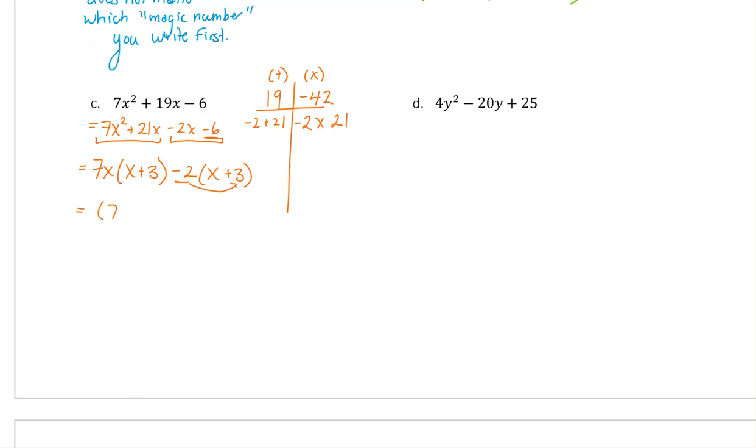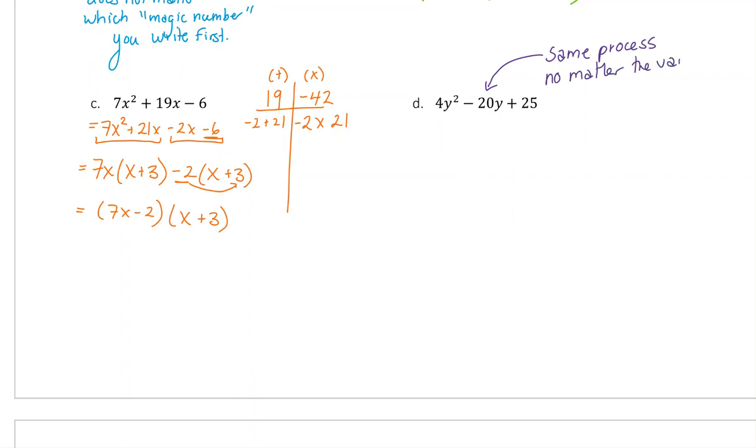And we rewrite our factors. What was left over? 7x minus 2. What's common is x plus 3. And we factor another one. Now if we look at the next problem, some might notice that the variable is no longer x and it's y. Okay, just make this note: it is the same process no matter the variable.